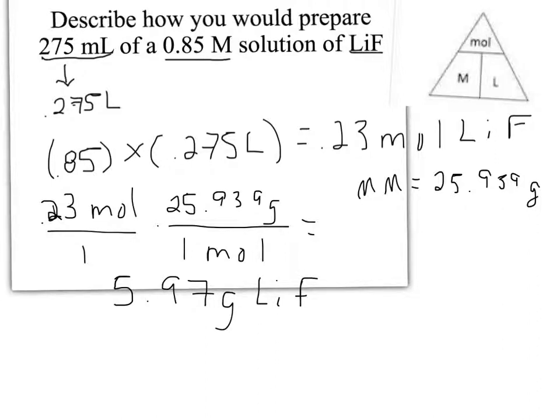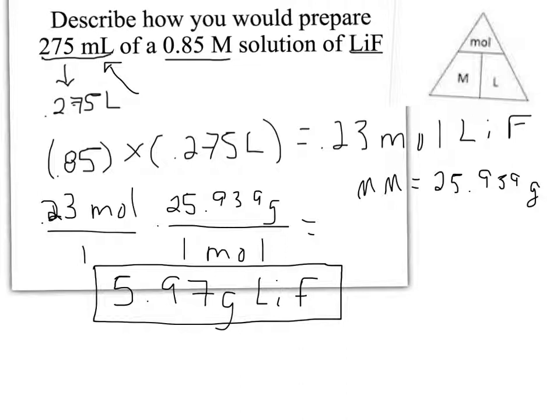All right, here's the fun lab part. This is what you do to make this solution. We're going to take this mass of lithium fluoride and put it in what we usually call a volumetric flask. I'll show you these when we're in the lab sometime. They're very cool. They measure exactly a volume, so you can make perfect solutions. The only part is we don't have 275 milliliter volumetric flasks. We'll talk about that, though.